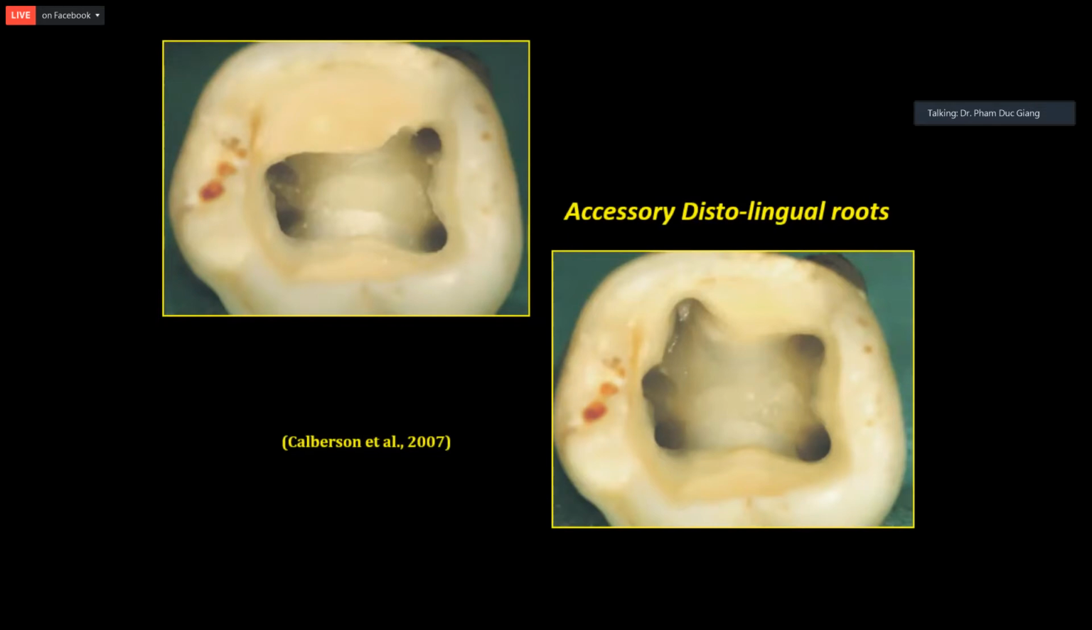Nhưng mà trường hợp này thì bạn cần phải mở rộng cái phần xoang mở tủy thì bạn mới phát hiện ra được cái lỗ ống tủy còn lại ở phía chân gần này và ở trên chân xa này. Và thế nên là tôi muốn nhấn mạnh lại lần nữa cái tầm quan trọng của việc có cái xoang mở tủy chính xác.